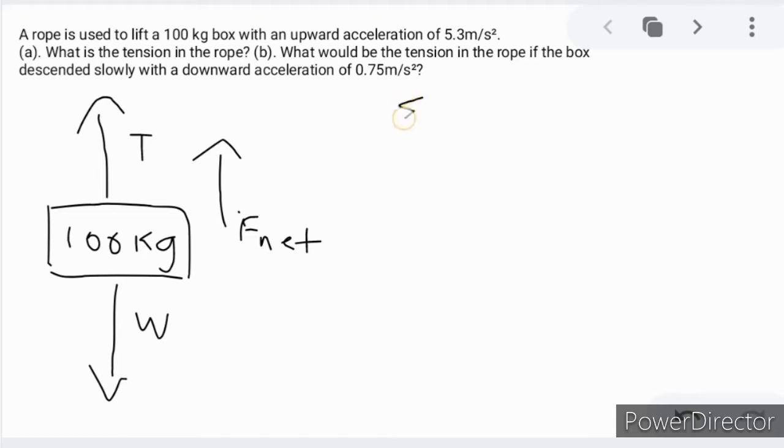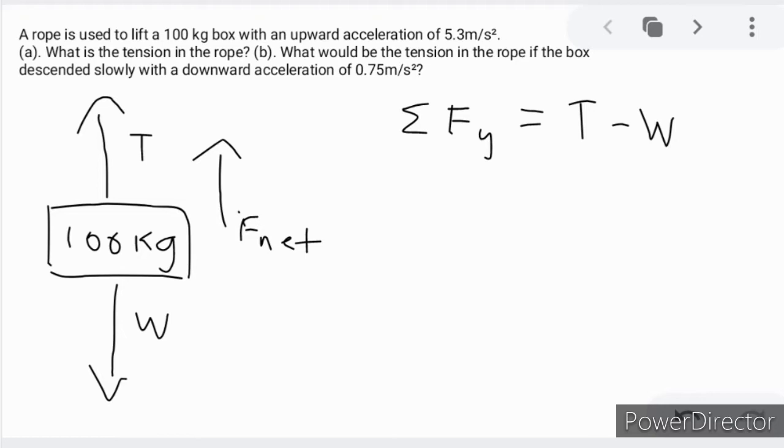Then, after knowing the free body diagram, let's proceed to this equation. Since our convention is along y, we have the summation of force along y, which is equal to T, or the tension, which is in upward motion, therefore it is positive, and the weight, which is in downward motion. That is why it becomes negative. Therefore, our equation is T minus W.